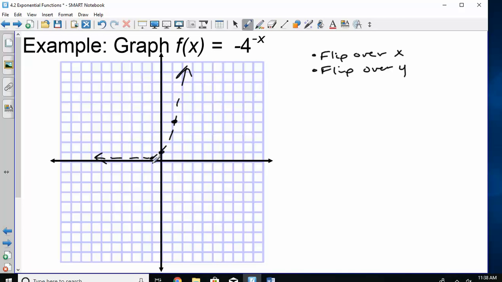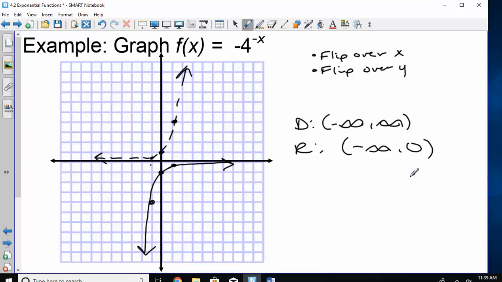You take your point, flip over the x, flip over the y. So we should get that graph. Domain always -infinity to +infinity. Range, we're hitting the negatives, so it's -infinity to 0.